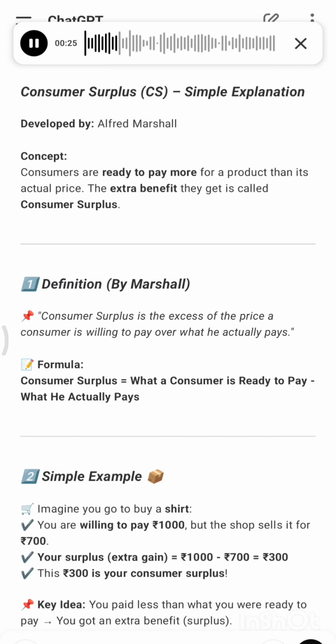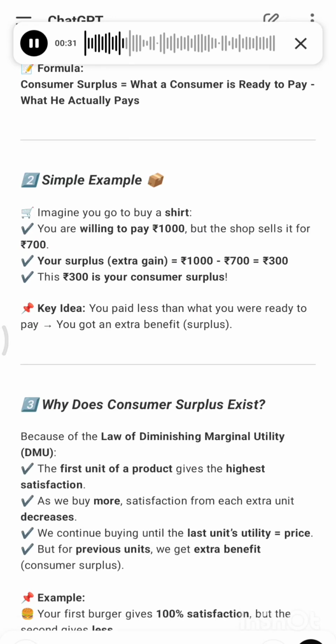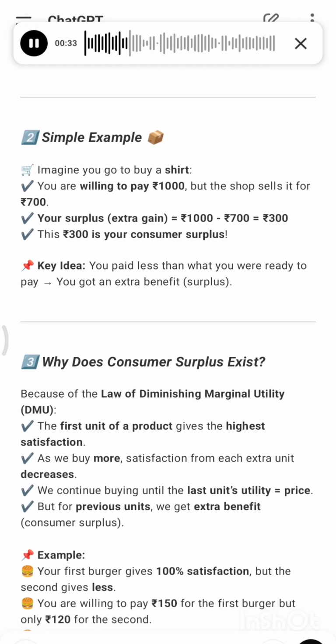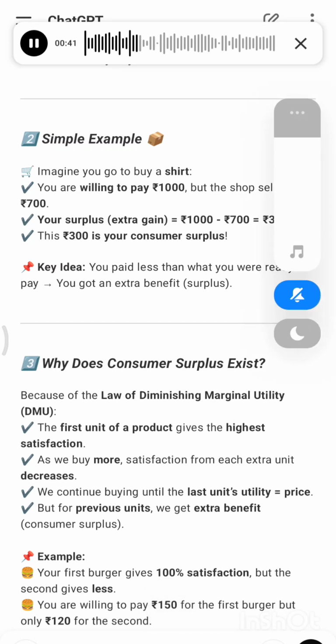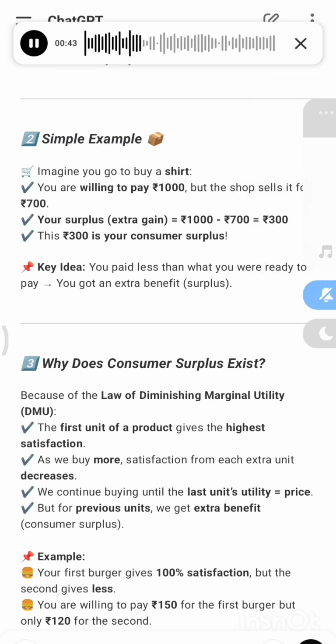Formula: consumer surplus equals what a consumer is ready to pay minus what he actually pays. 2. Simple example. Imagine you go to buy a shirt. You are willing to pay $1,000, but the shop sells it for $700. Your surplus, extra gain, equals $1,000 minus $700 equals $300. This $300 is your consumer surplus. Key idea: you paid less than what you were ready to pay. You got an extra benefit, surplus.